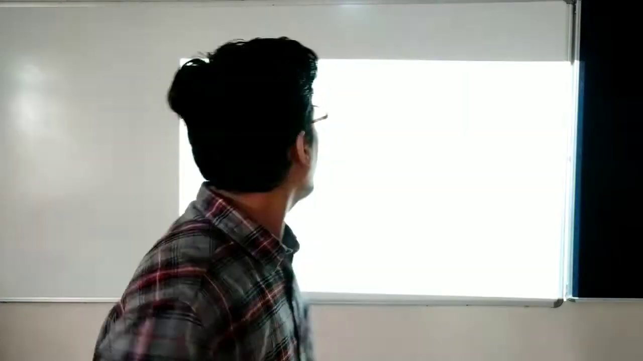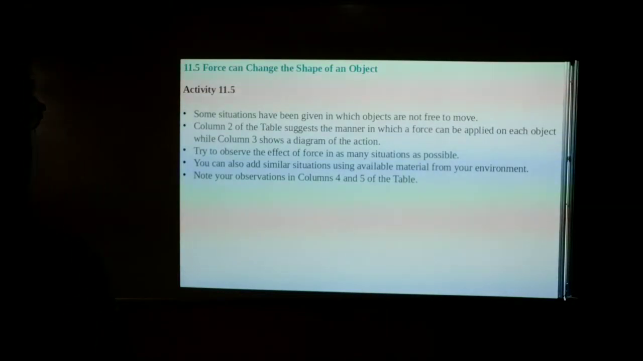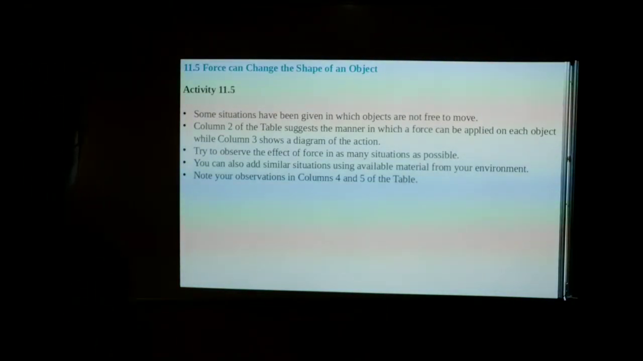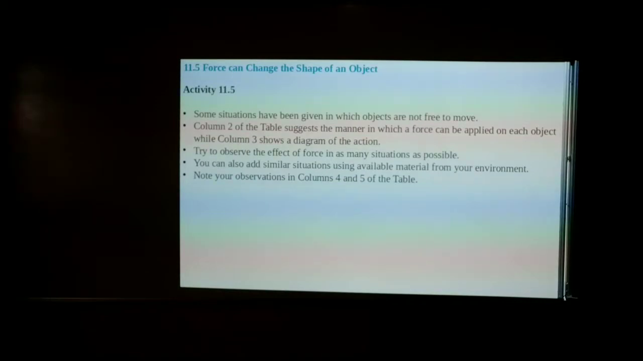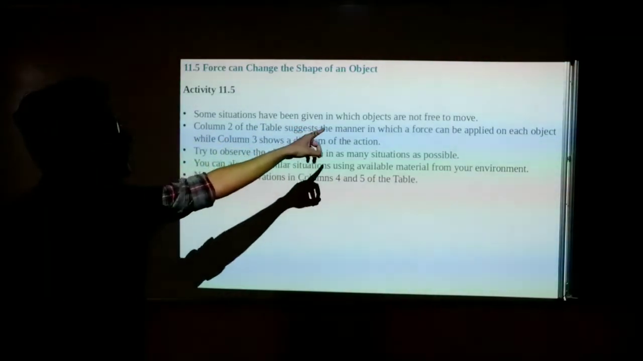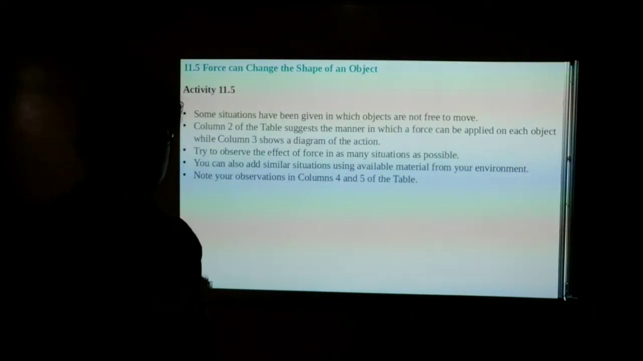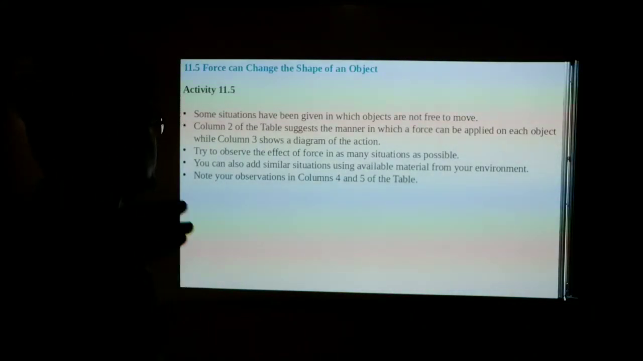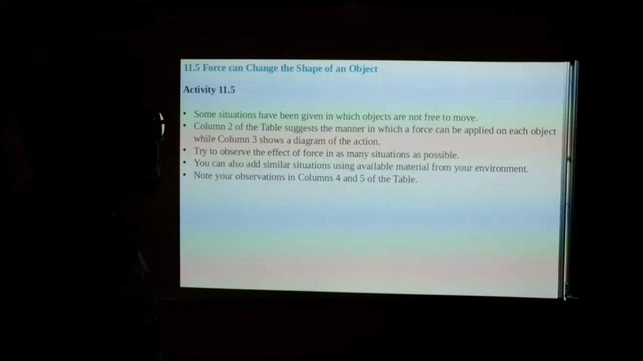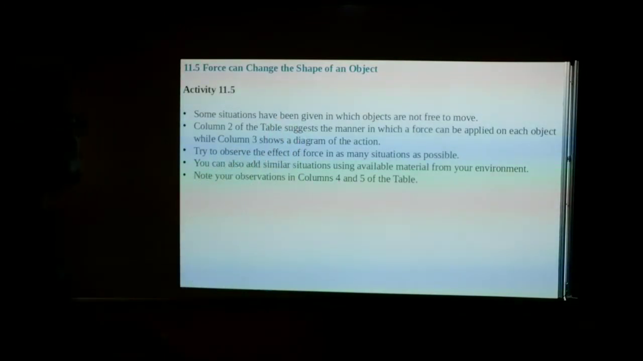So today we will start with topic 11.5, which is that force can change the shape of an object. Suppose you are applying a force. Let us see an activity. Activity 11.5 says that some situations have been given in which objects are not free to move. Column 2 of the table suggests the manner in which a force can be applied on each object, while column 3 shows a diagram of an action.